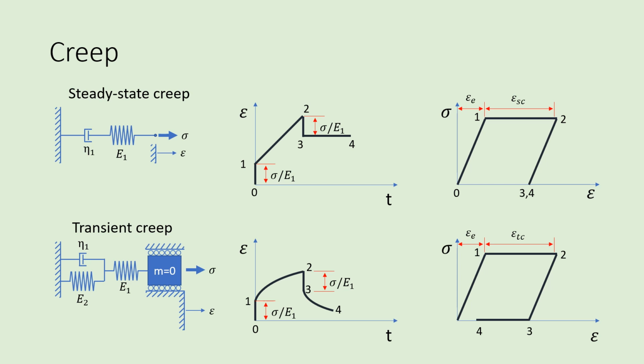Again, when the load, or the stress, is removed, the stress drops down to 0, and in the steady state creep model, no strains are recovered beyond those of the elastic strain. And in the transient creep model, if you gave it an infinite amount of time, all the strains would be recovered.